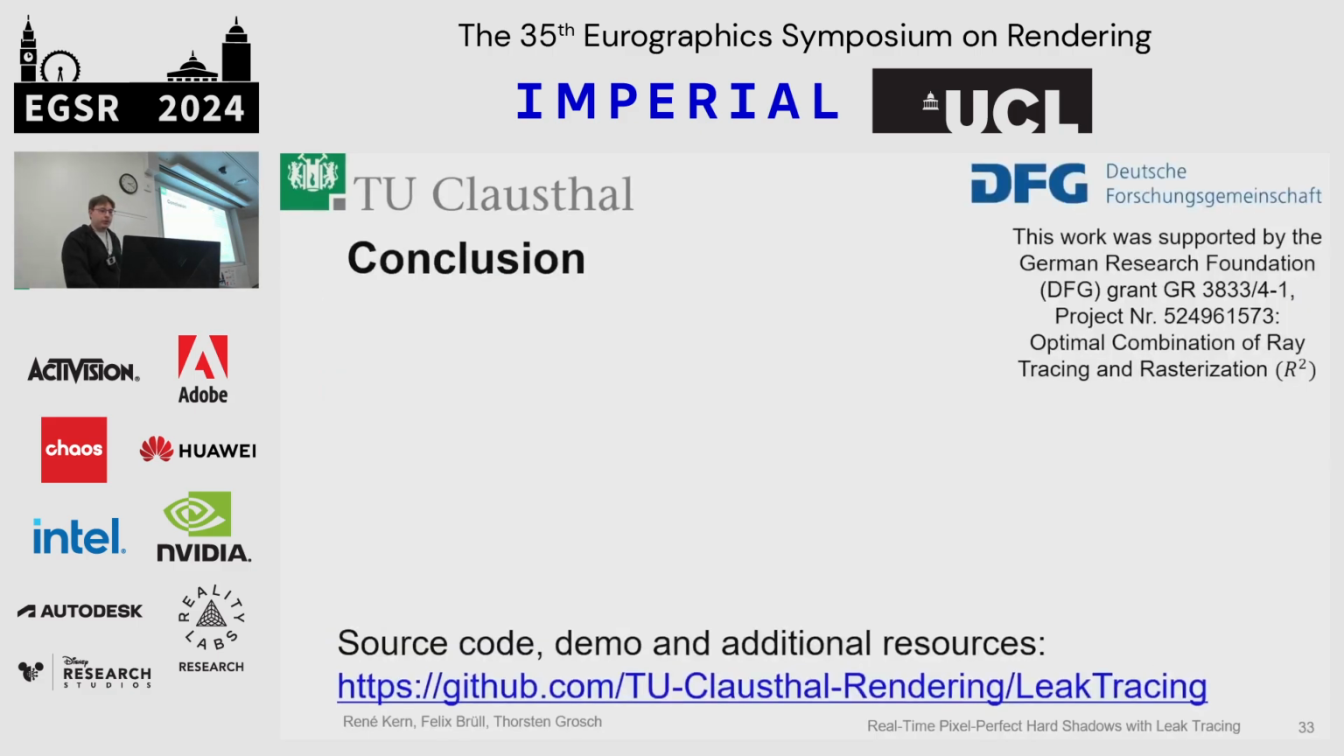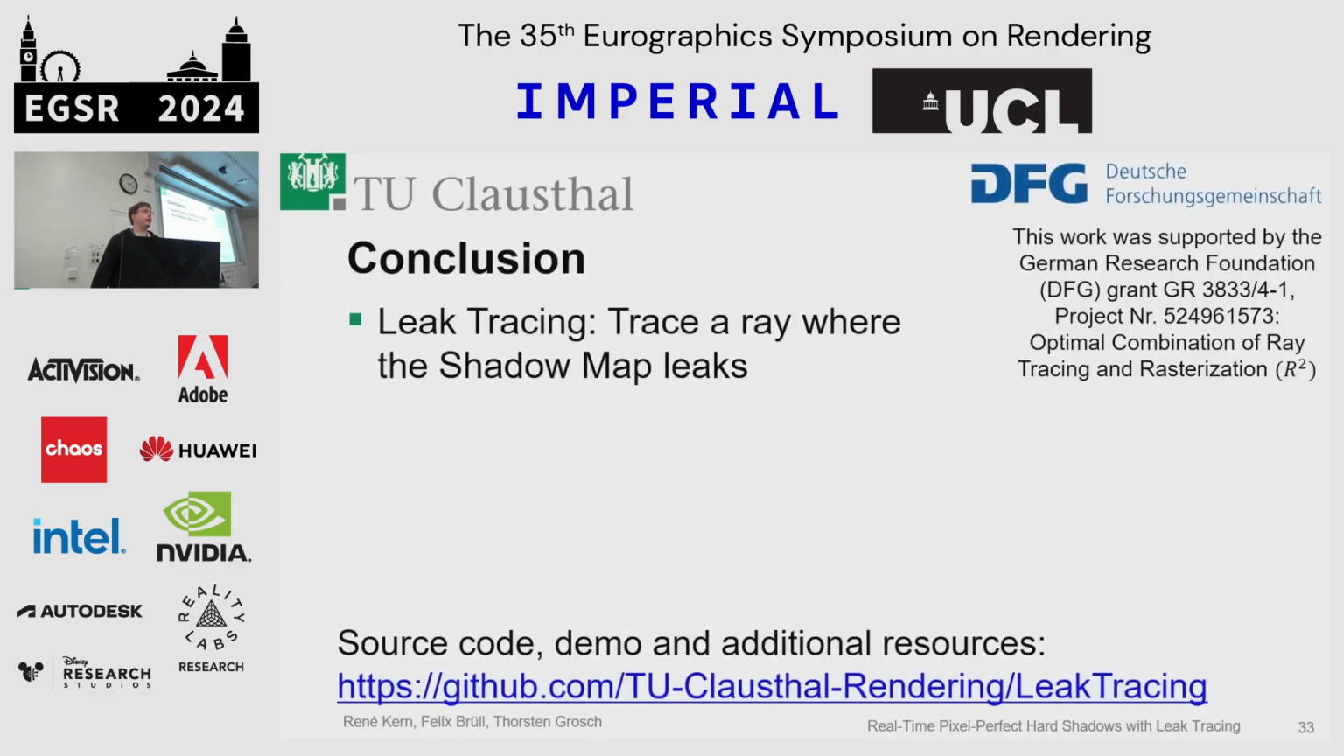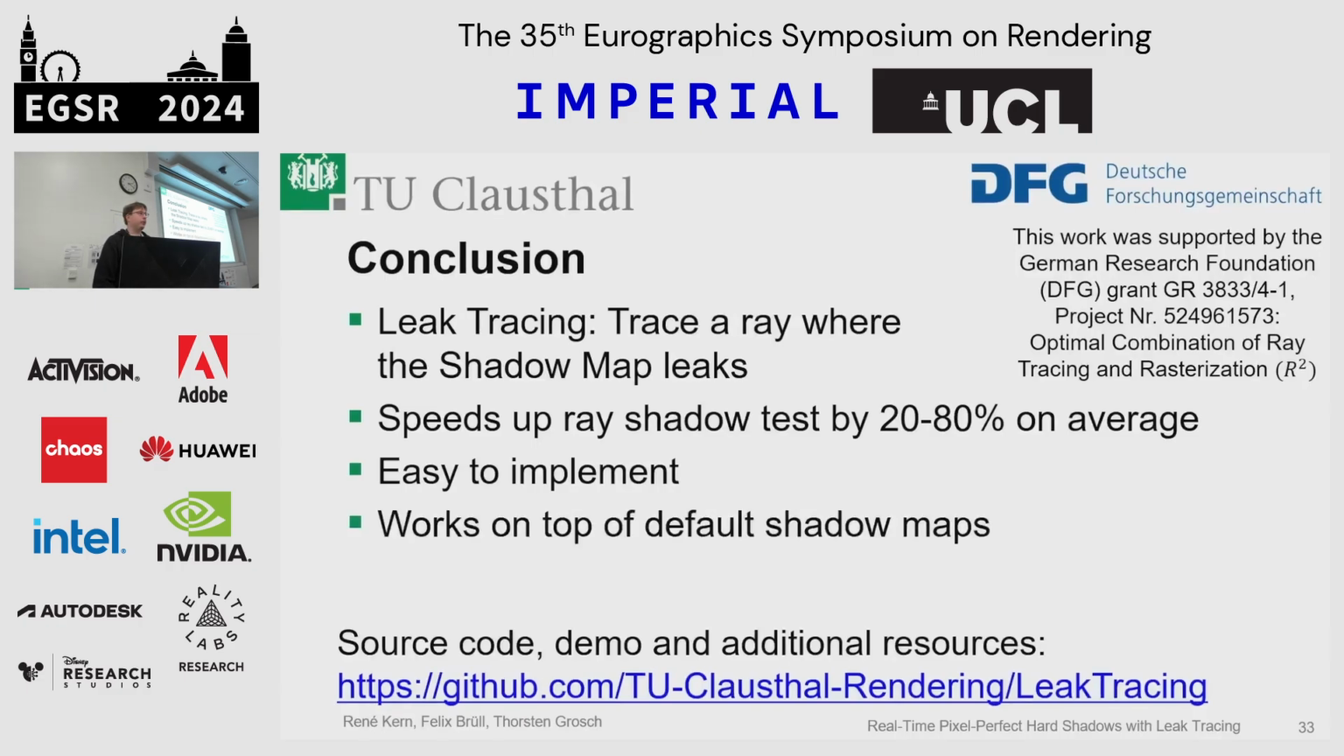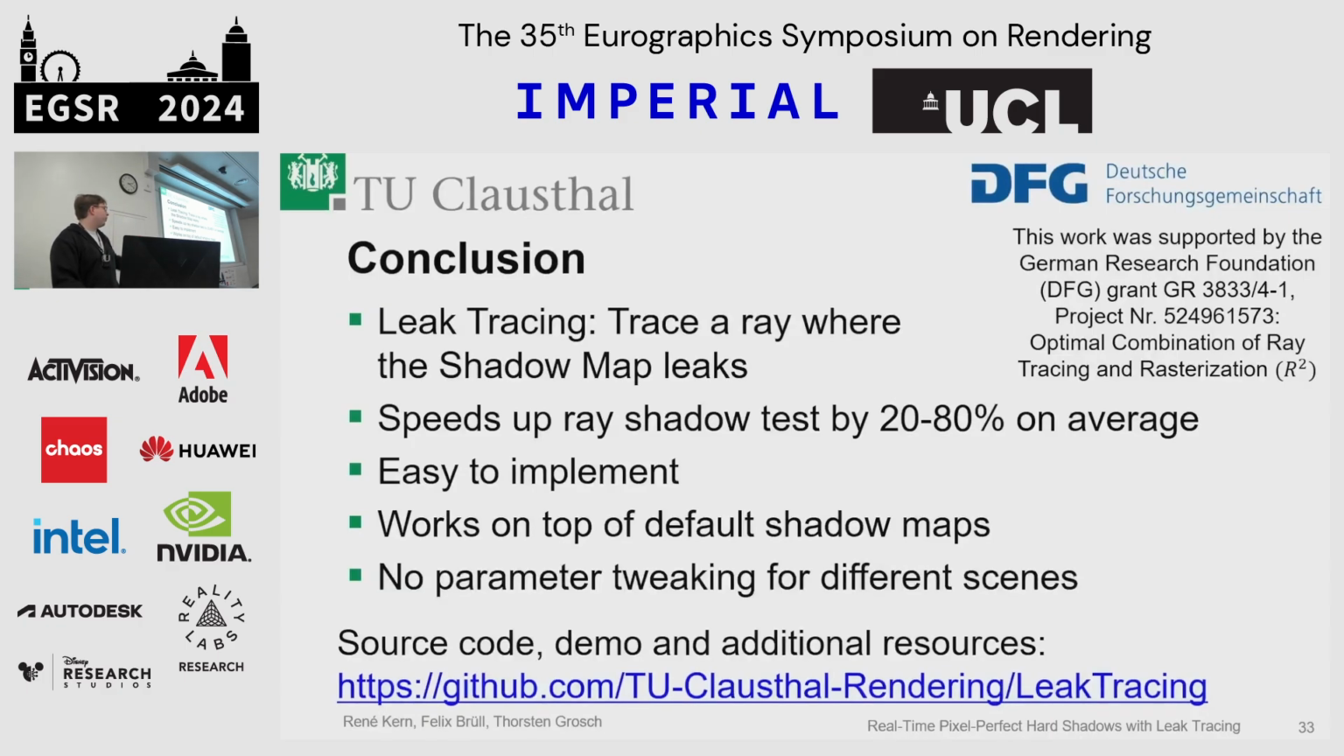So in conclusion, we introduced leak tracing, where we trace a ray whenever the shadow map leaks. And this speeds up the ray shadow test by 20 to 80% on average. And it is very easy to implement, as it works on top of default shadow maps, which already exist in most systems. And also there's no parameter tweaking for different scenes, which is a problem you have with shadow maps.